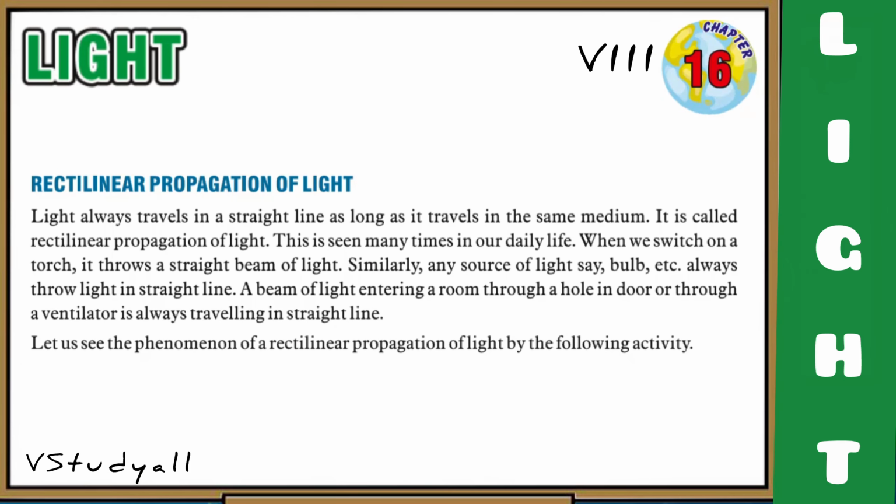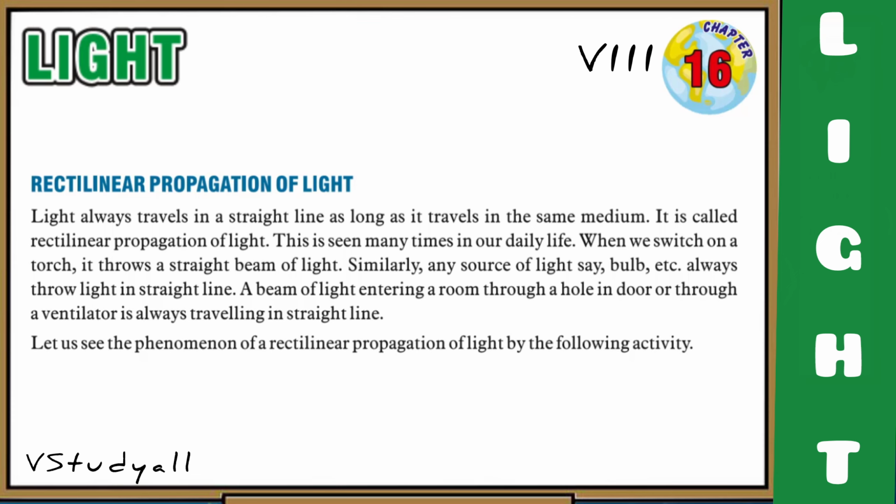Light always travels in a straight line as long as it travels in the same medium. It is called rectilinear propagation of light. This is seen many times in our daily life. When we switch on a torch, it throws a straight beam of light. Similarly, any source of light, say a bulb, etc., always throws light in a straight line.